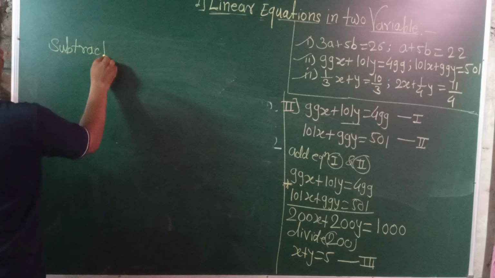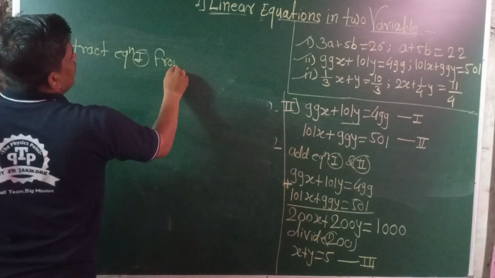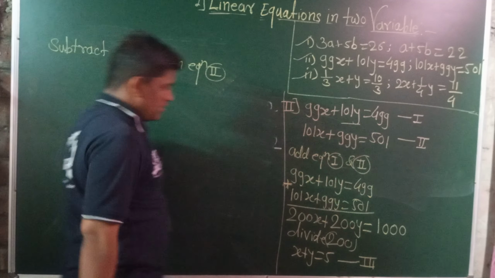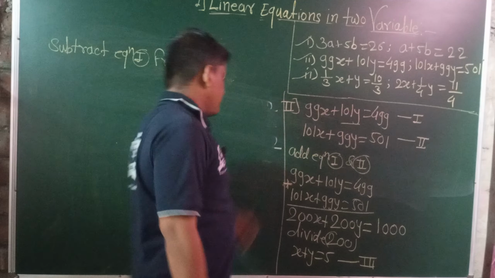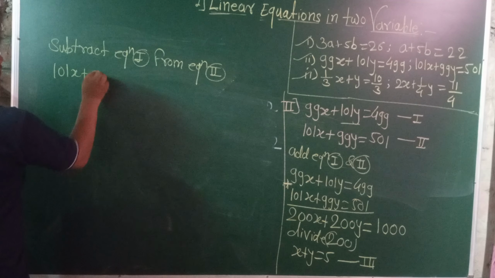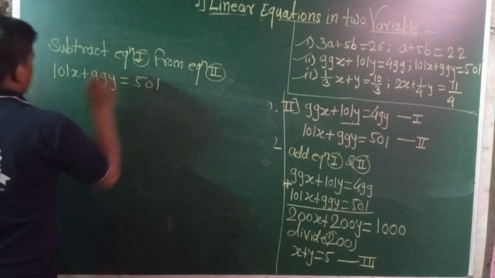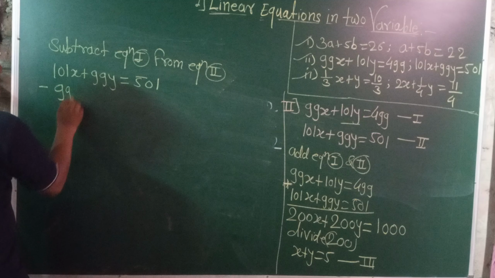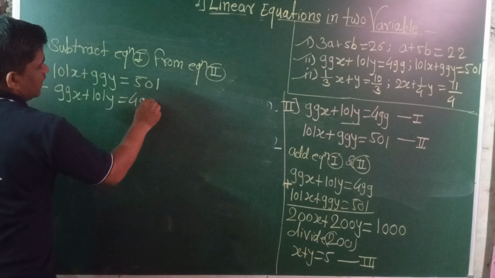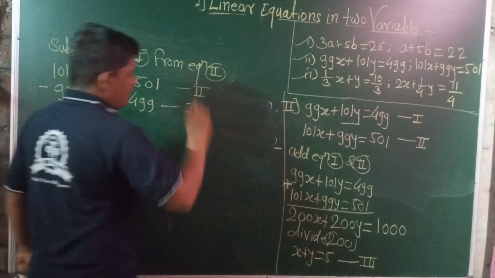Subtract equation 1 from equation second. What is the second equation? 101x plus 99y equal to 501, minus 99x plus 101y equal to 499. This is the equation second and this is the equation first.